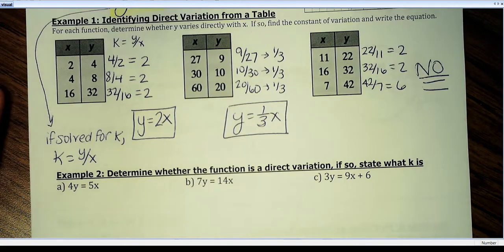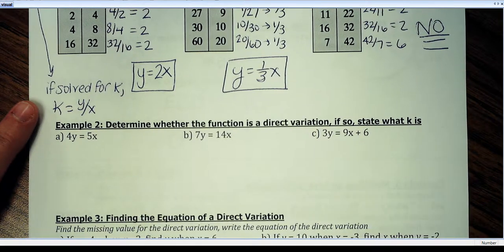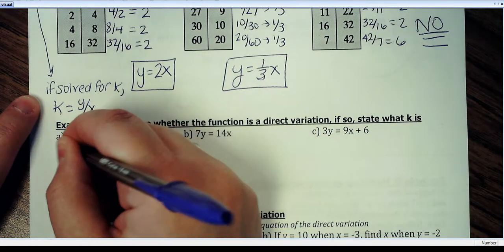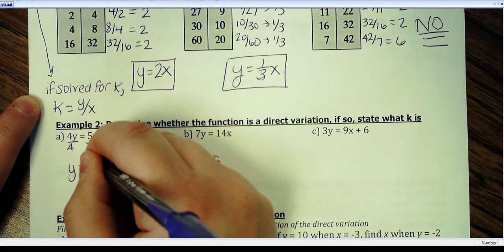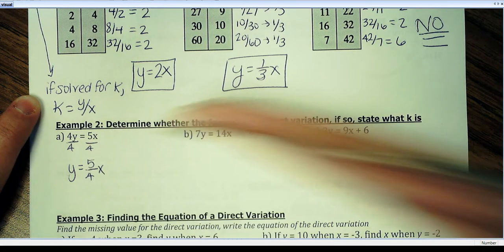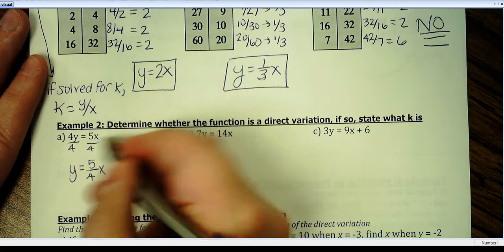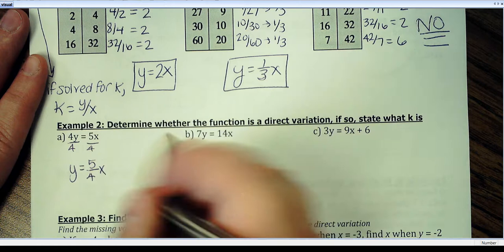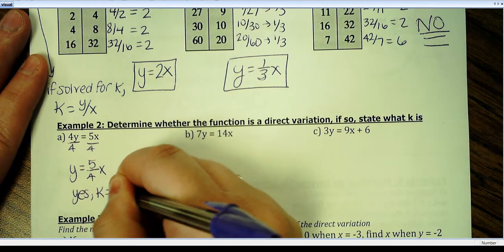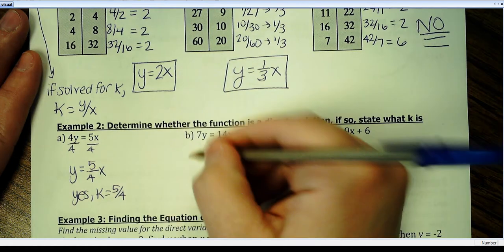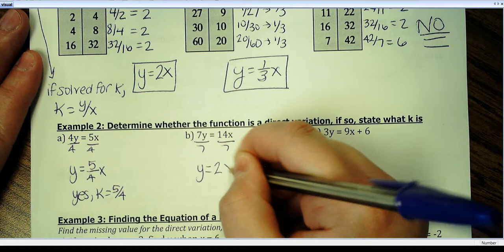A little bit different in example 2. This is just asking, is this a direct variation? So basically what you're looking for here is, could you write this as y equals k times x? I don't have anything added or subtracted over here, so I should be good to go. This is a direct variation. The k value would be 5 over 4. Very similar thing going on here. I would just tell you, let's get y by itself.